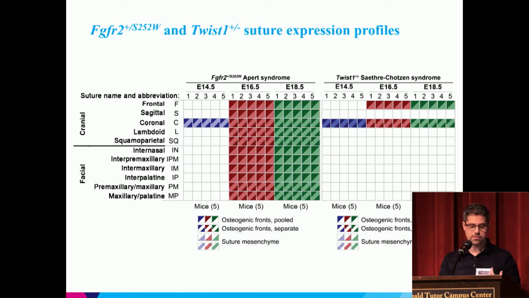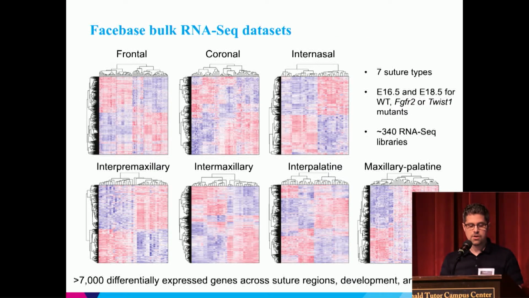Then for the mouse mutant models, the FGFR2 and TWIST1 mutants: for Apert, the FGFR2 mutant, we are essentially recapitulating the same profiling that we're doing for the wild-type sutures. And for TWIST1, we are profiling the affected frontal and coronal sutures. To date, we have produced datasets for 7 different sutures, which are shown here. For each of these different suture types, we have complete datasets available.